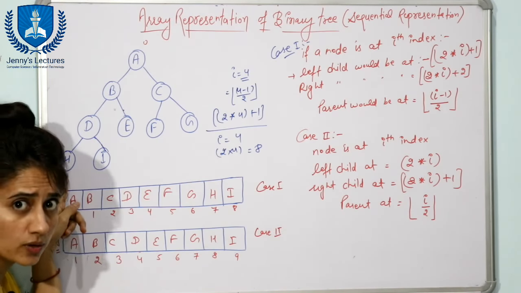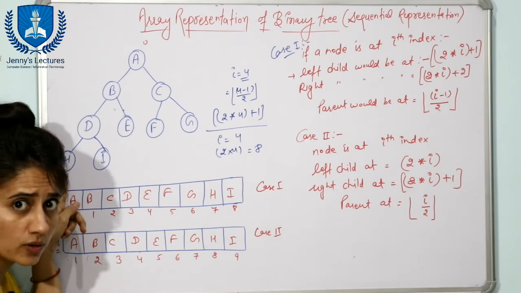Here you can write down H and I. And this would be 9th and 10th. Same in this case, we cannot write H and I at this place. After G, two children are blank. So you should keep these two spaces after G. One for this one, one for this one.